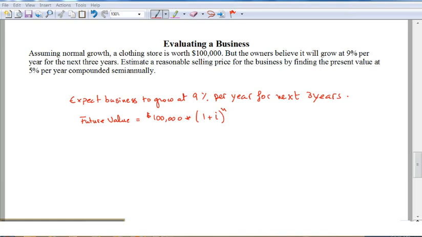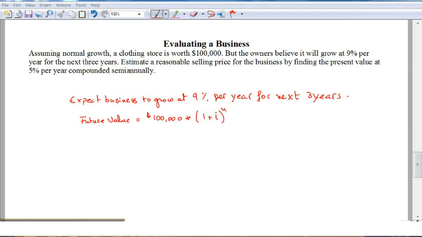Here is the example. Assuming normal growth, a clothing store is worth 100,000, but the owners believe it will grow at 9% per year for the next 3 years. Estimate a reasonable selling price for the business by finding the present value at 5% per year compounded semi-annually.